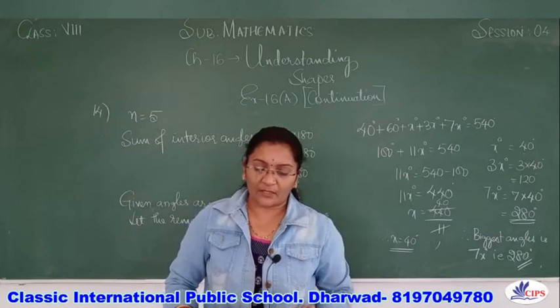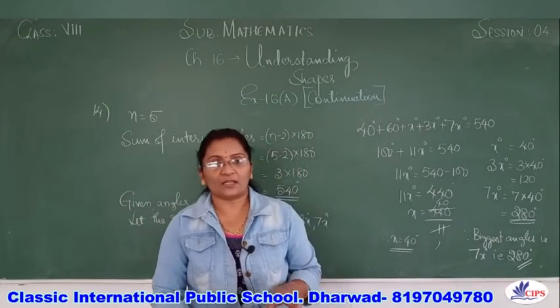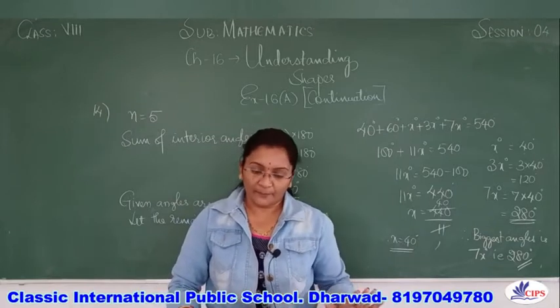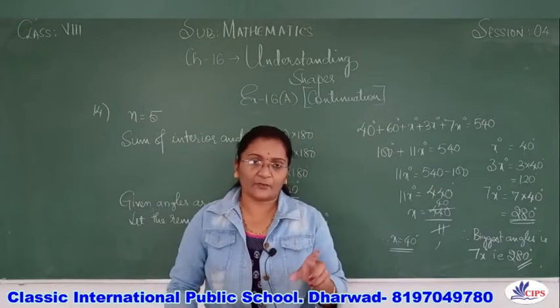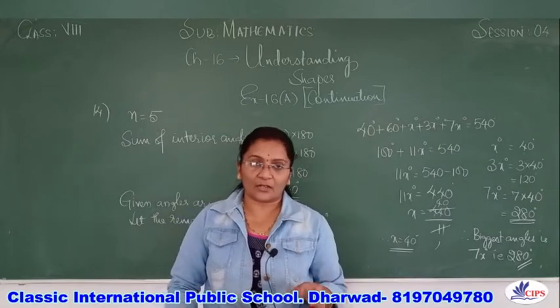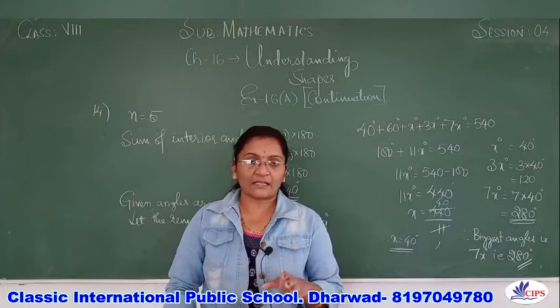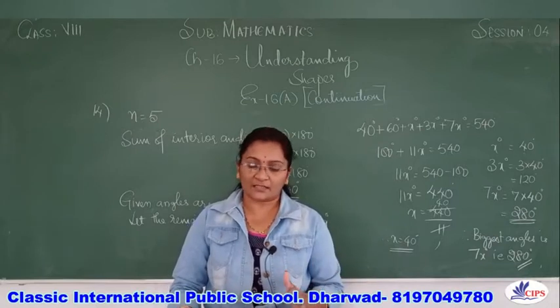So what's the meaning of a regular polygon? A regular polygon is a polygon which has all the sides equal and all the angles equal. So here they have given the definition: a polygon is said to be regular if all its interior angles are equal, all the sides are equal, and all the exterior angles are equal.